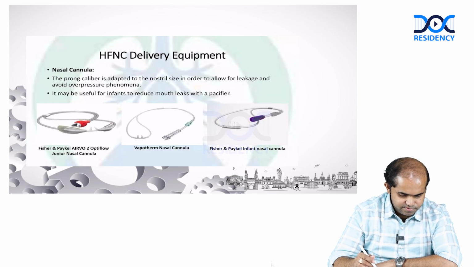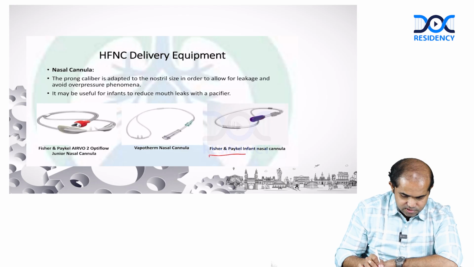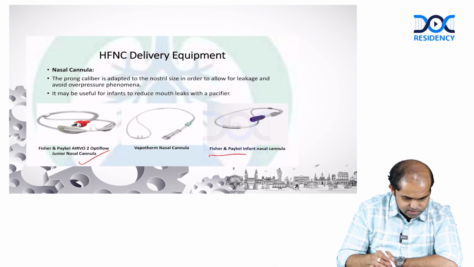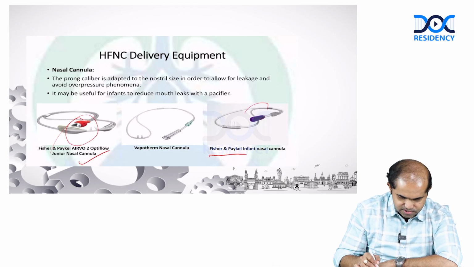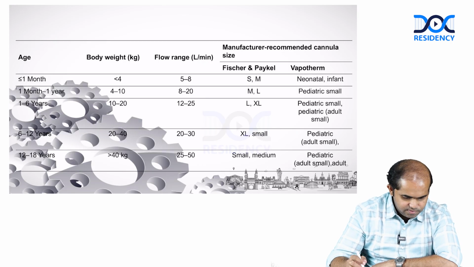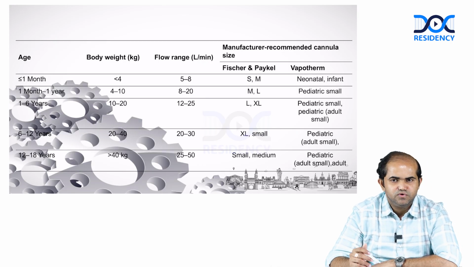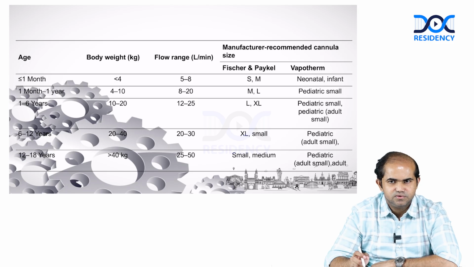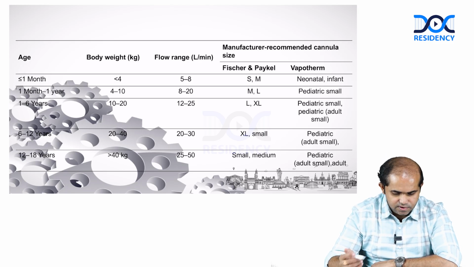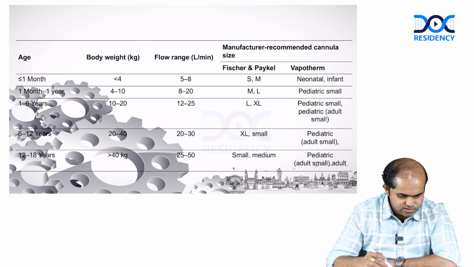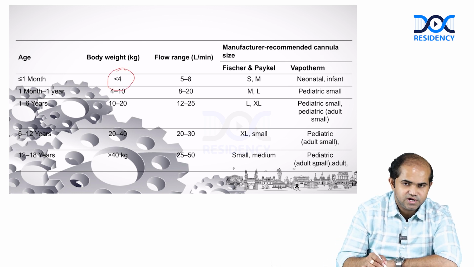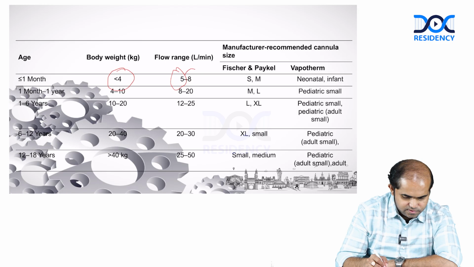So HFNC delivery equipment, as I showed, these are the Fisher and Paykel Airvo 2 cannulas, in different sizes, red, purple. So how to set up HFNC? Remember, HFNC usually starts with a flow of 1 liter per kg, and the maximum you can go is 2 to 3 liters per kg per minute. How do you determine that? If you take a 4 kg child, you can start at 4 liters, and the maximum you can go is 8 liters.